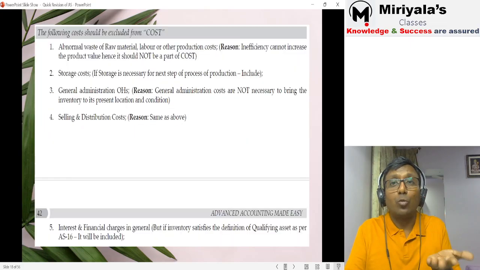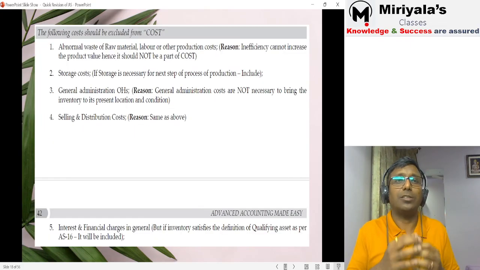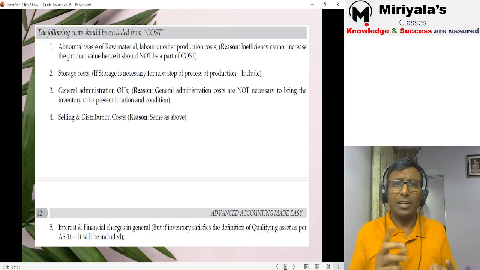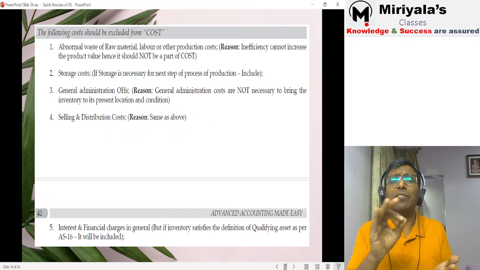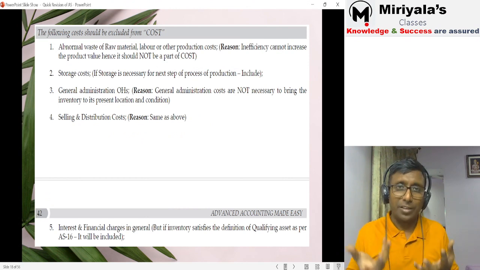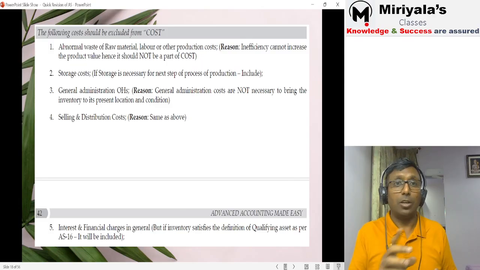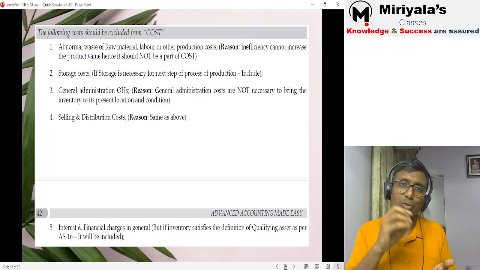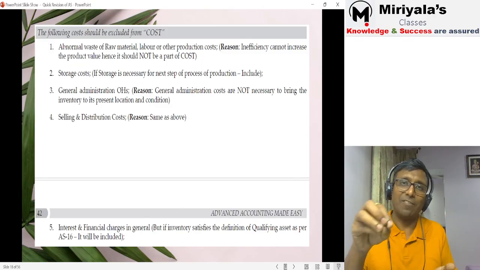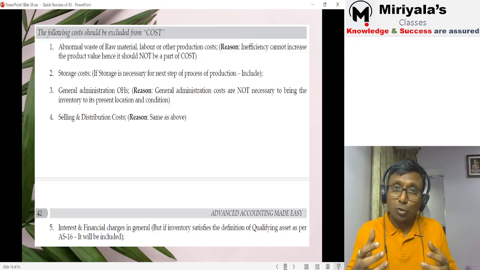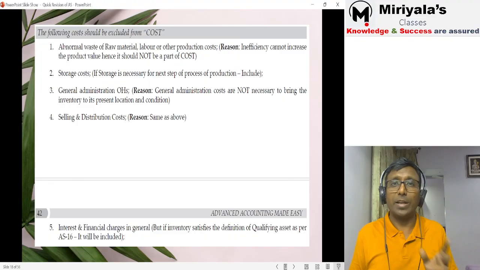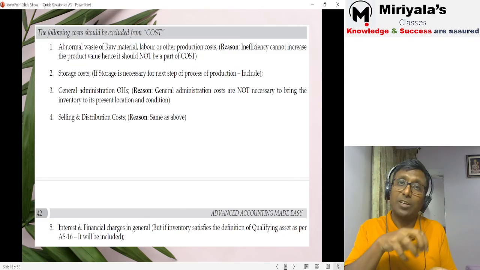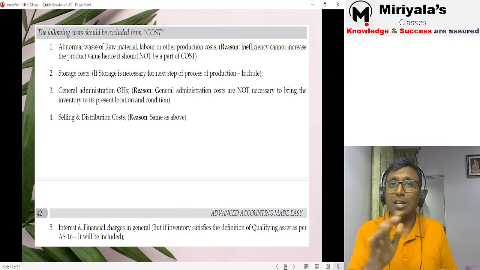Which costs are not supposed to be part and parcel of the word cost? One is abnormal waste. Abnormal loss will never be part of any asset, whether abnormal waste of raw material, labor, or overheads. Inventory is also an asset. Next, storage cost. That is raw material storage or finished goods storage; storage does not add any value to the inventory, unless the storage is part of the production process. Otherwise it should not be added. General administration overheads, as I told you just now. Selling and distribution overhead. Selling and distribution is incurred after the inventory is ready for sale, that's why this cost will never be included.